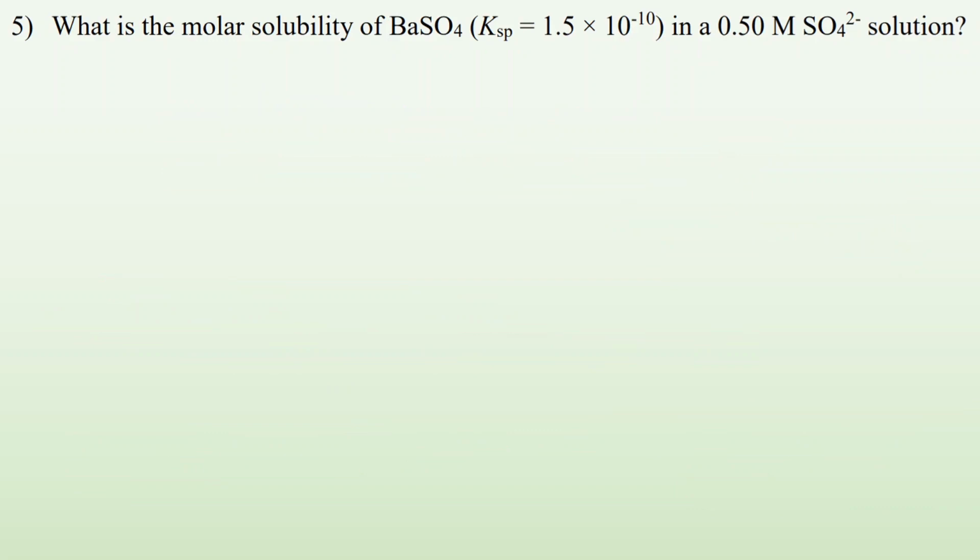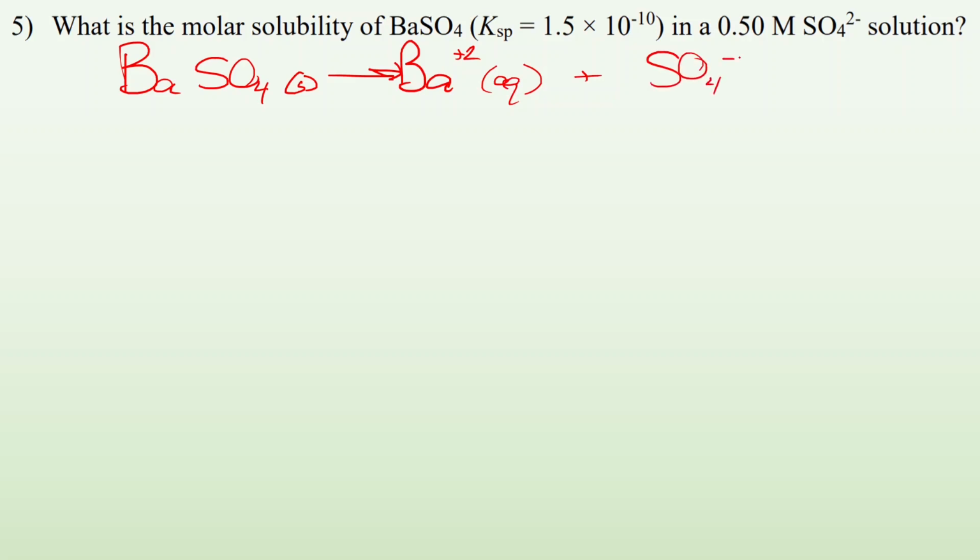All right, number 5. What is the molar solubility of barium sulfate, BaSO4, and they give you the KSP, in a 0.5 molar solution. So the way we're going to do this is let's write out the reaction. I start with barium sulfate solid. It dissolves to give me Ba plus 2 in solution, so it's aqueous, plus a single sulfate ion, SO4 minus 2, which is also in solution. So my K expression is going to be the concentration of Ba plus 2 times the concentration of SO4 minus 2. Both of them have a coefficient of 1, so the exponents are 1.